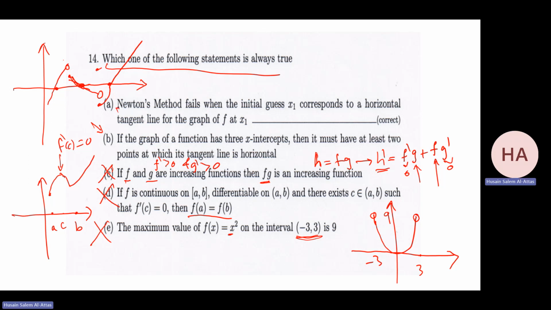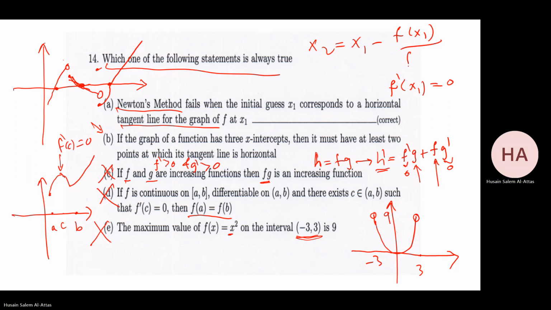This one is true, because what it means by horizontal tangent line is f prime at x1 equals 0. So how can you find x2? Because x2 would be x1 minus f of x1 over f prime at x1. We have a problem here. This is 0, so we cannot find x2. So Newton's method will fail.